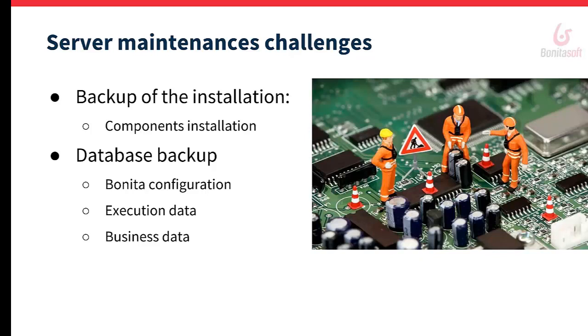And finally, the next step, it's not immediate, but at a point you will need to face the server maintenance. And this is 2 different things that you should actually consider. The first is the backup of the installation itself. So actually, in which order you install the different components, like the JVM first, then the application server and Bonita, then the database, and configure Bonita to communicate with the database. So that's installation of software, but also the configuration of the software. That's the first thing to back up if you want to be able to restore servers that crash.